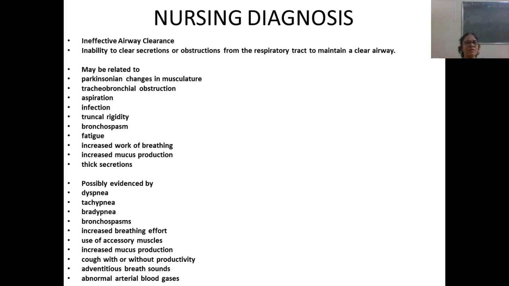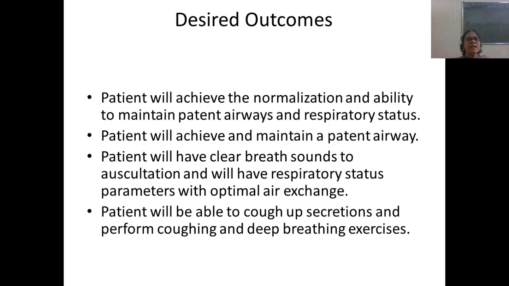Then the nursing diagnosis. First nursing diagnosis is ineffective airway clearance, or inability to clear secretions or obstructions from the respiratory tract to maintain a clear airway, related to either Parkinsonian changes in musculature, tracheobronchial obstruction, aspiration, infection or truncal rigidity, bronchospasm, fatigue, increased work of breathing, increased mucus production, thick secretions, and possibly evidenced by dyspnea, tachypnea, bradypnea, bronchospasms, increased breathing effort, use of accessory muscles, increased mucus production, cough with or without productivity, adventitious breath sounds, abnormal arterial blood gases. What are the patient desired outcomes?